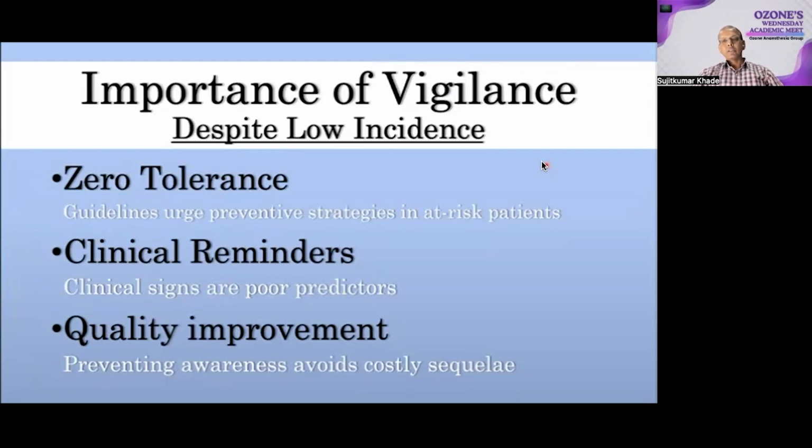Clinical signs are not good predictors of intraoperative awareness, like blood pressure and heart rate changes or patient movements. So we should rely on multiple monitors. Quality improvement helps to prevent awareness and avoids costly sequelae. For instance, one cost analysis noted that BIS monitoring in high-risk cases could prevent one awareness and its cost of roughly $2,200. This highlights the importance of vigilance despite the low incidence of intraoperative awareness.